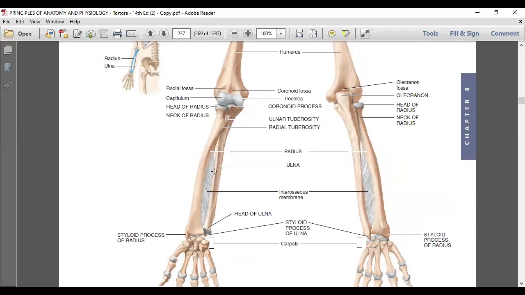So where is the interosseous membrane? Between the tibia and fibula, and between the radius and ulna. While reading, you'll get some problems, that's why you can take a screenshot if you want. Where is the interosseous membrane? Between the radius and ulna. That kind of doubt will come.